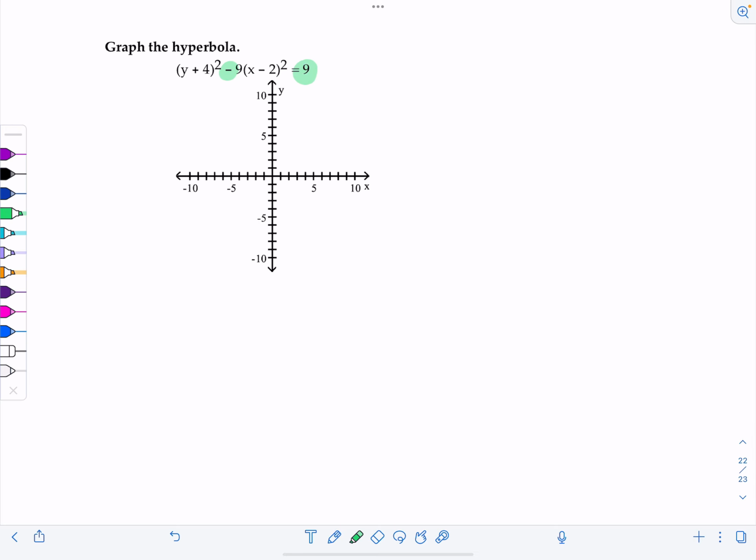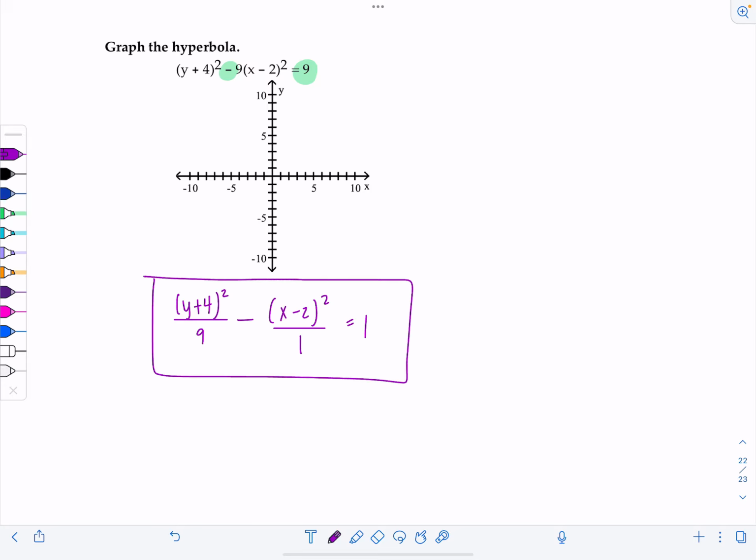Remember, we need a 1 over here. I don't know why they just gave up partway through, but okay. y plus 4 squared over 9 minus x minus 2 squared over 1 equals 1. Now just be careful because they put y first.